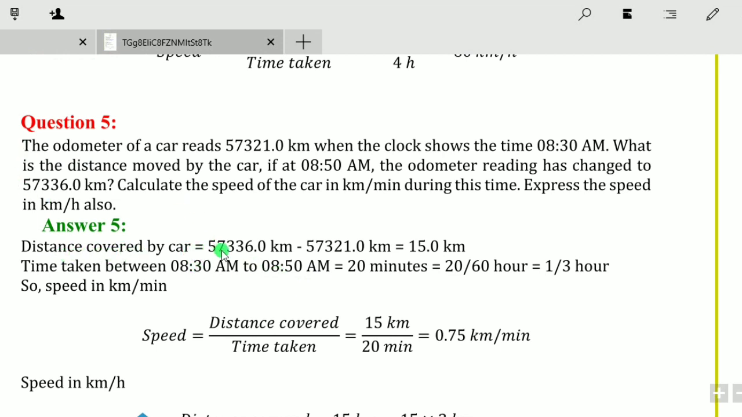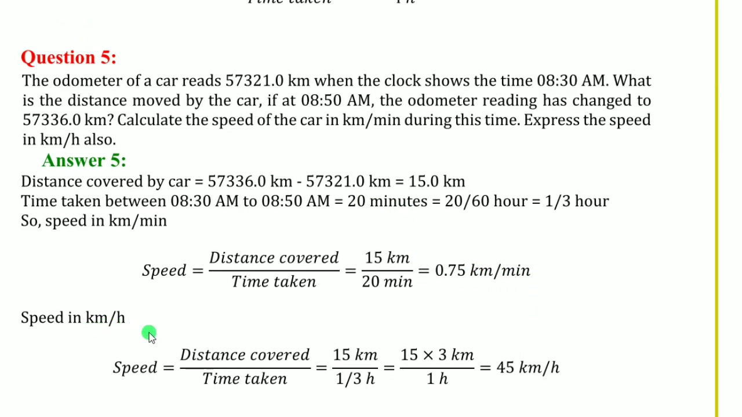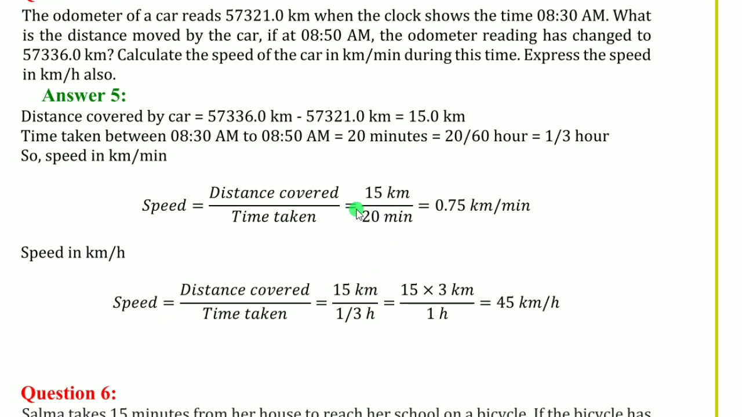So distance covered is the final value of the odometer minus the initial value of the odometer, that is 15 km, and time taken is 8:50 minus 8:30, final time minus initial time, so it is 20 minutes. 20 minutes we have to convert into hours, that is 1/3 hour. So speed in kilometer per minute, what will it be? Distance covered by time taken. So 15 km and time 20 minutes, 0.75 km per minute. But we have to express it in kilometer per hour, so in the place of minute we have written 1/3 hour, and it is 45 km per hour.